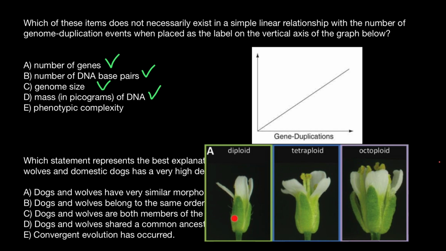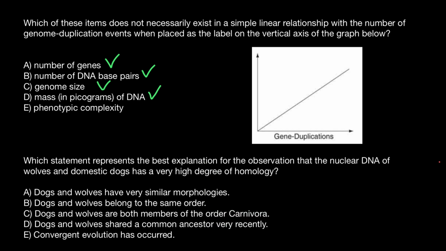So as you see, there is no direct correlation between the size of the genome and the complexity of the organism. So our choice is answer E, phenotypic complexity, which doesn't follow this pattern, while the size of the genome directly correlates with the rest of the answers.